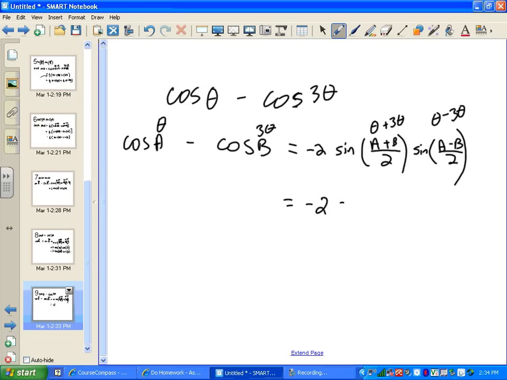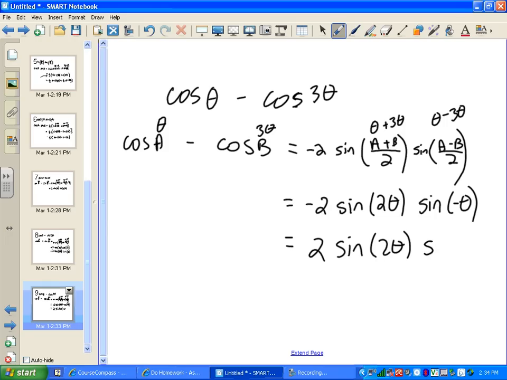So now we'll get negative 2 times the sine. Now theta plus 3 theta would be 4 theta, and 4 theta over 2 would be 2 theta. And now theta minus 3 theta, again, that's negative 2 theta over 2, so that would be negative theta. And so remember, the sine of negative theta is equal to the negative sine. So that would basically make this now with that negative sign in front positive. So it'd be 2 sine 2 theta times sine theta.